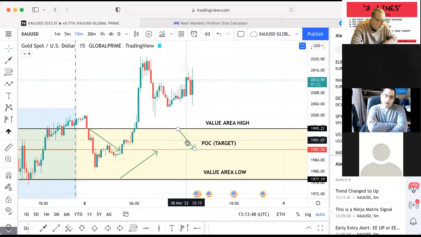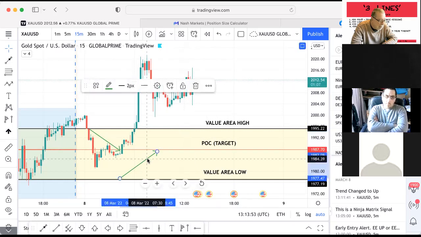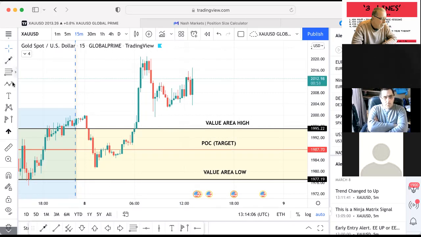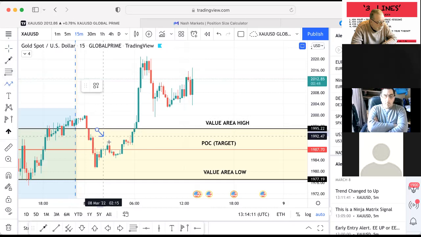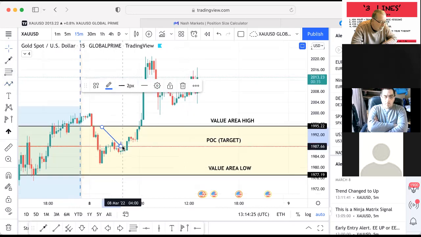What I then discovered, with experience on using this strategy, with a little bit of knowledge and experience, is that I could take additional trades. So I could take that trade down there and exit the trade. And then when price came back to the POC, I could take a trade from, I don't know what have I done.